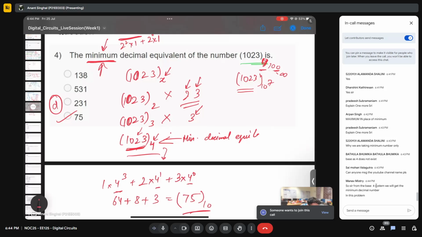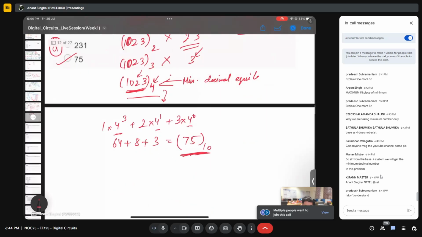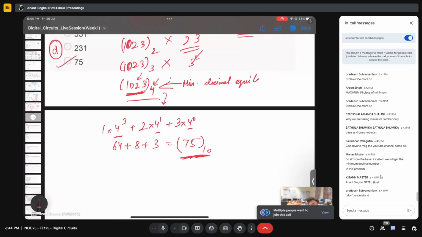Sir, from the base 4 system we'll get the minimum decimal. So that is what we have got. 75 is the answer. Sir, please explain one more time, I didn't understand that.